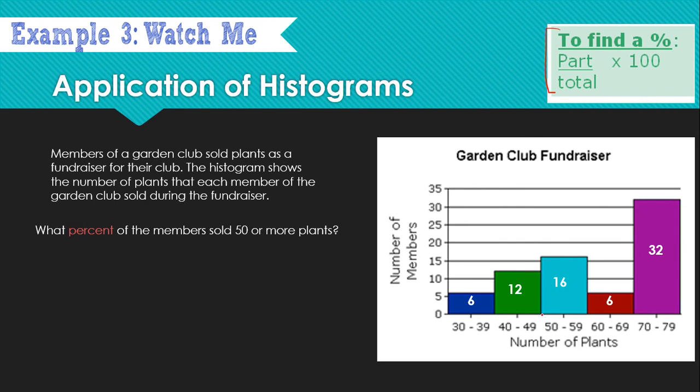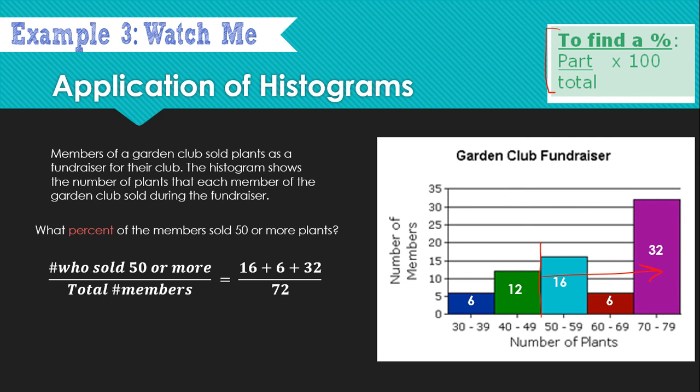I want to know who sold 50 or more. Well, here's my cutoff for 50, so I want to know everybody above that. I'm going to take the total of those who sold 50 or more, so I add the 16, the 6, and the 32 together. And then I divide that by the total members, so I have to add the 6, the 12, the 16, the 6, and the 32. And there are 72 total members.